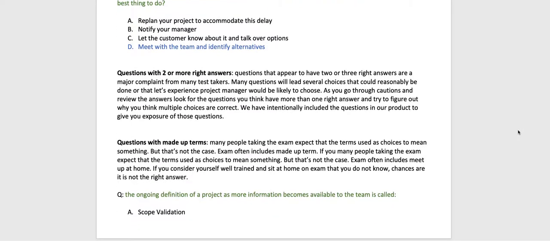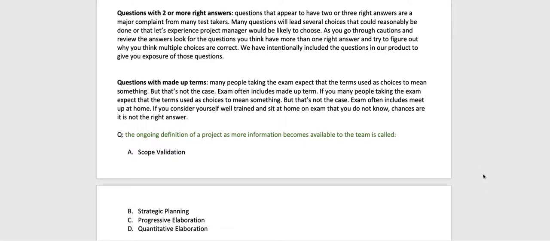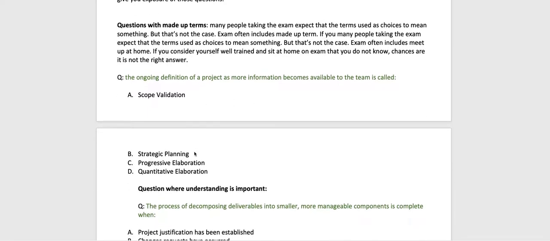Questions with made up terms. Many people taking the exam expect that the terms used as choices mean something, but that's not the case. The exam often includes terms which you're not even familiar with. So let's take an example for that.